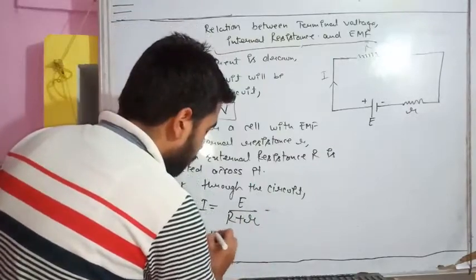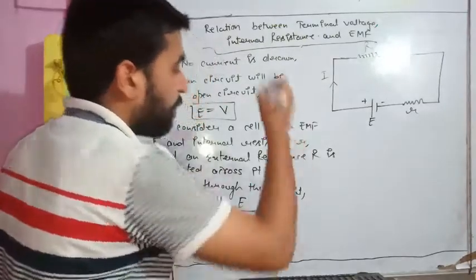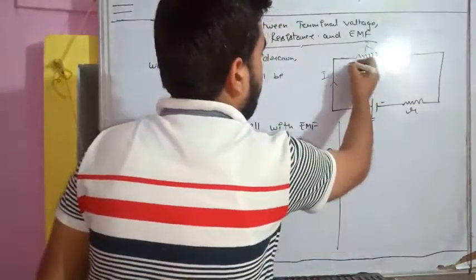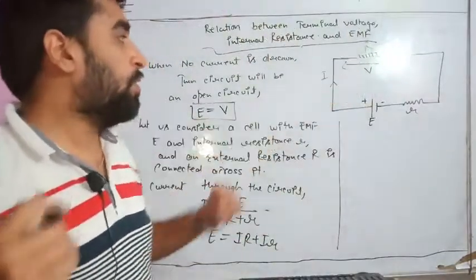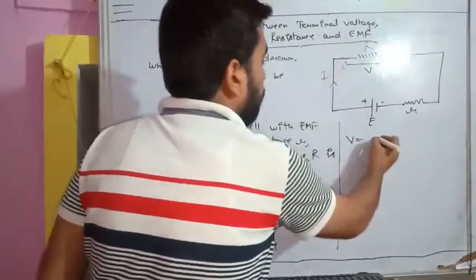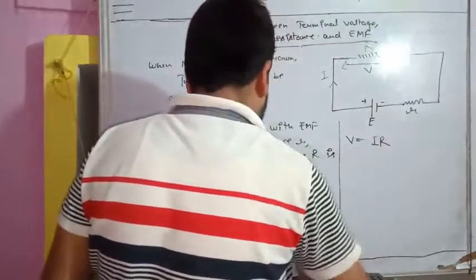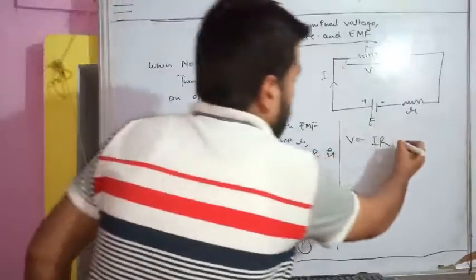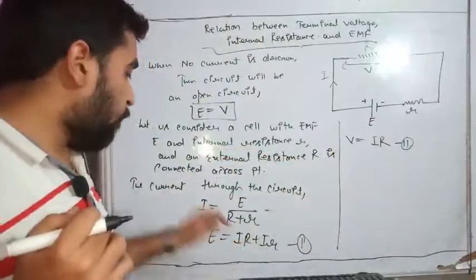Let us solve this equation. So E is equal to IR plus Ir. Now students, what should be the value of V, the potential difference or terminal voltage across the load? By Ohm's law, V is equal to the current drawn I times the resistance R, so V is equal to IR. Let us call this equation 1 and this equation 2, and substitute the value of V in equation 1.